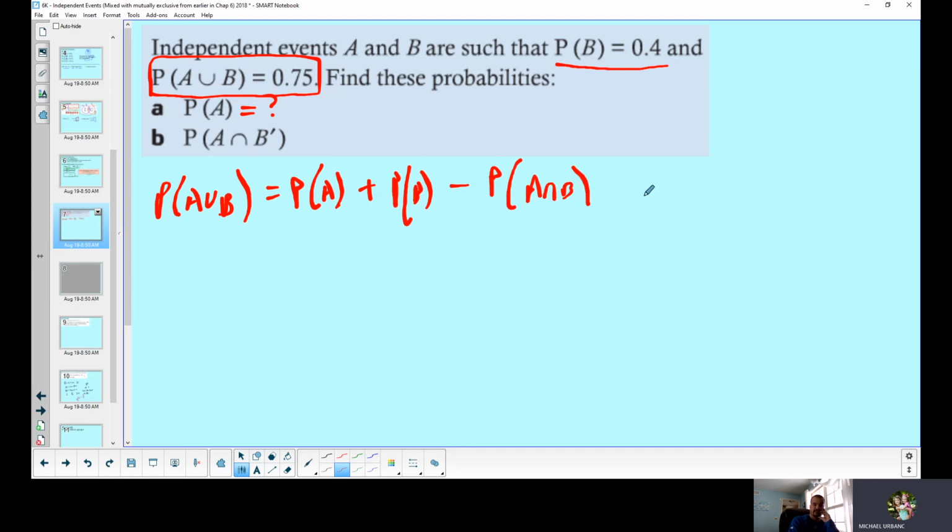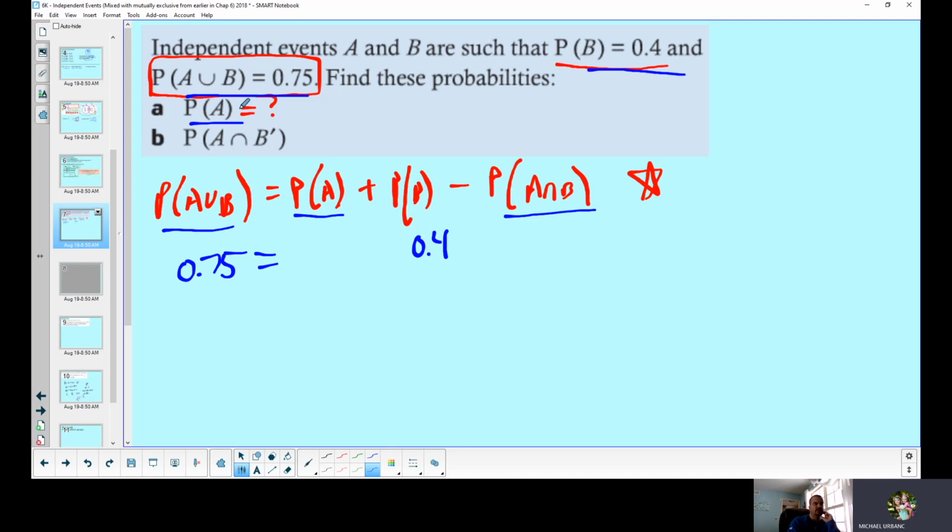Remember that this was the main formula I told you guys to memorize. Now, if you look at this, it doesn't seem like there's enough information because we have the probability of A union B as 0.75. We also have the probability of B as 0.4, but we're missing the probability of A, which is what we're trying to find, but we're also missing the probability of A intersecting B. But we have something at our disposal.